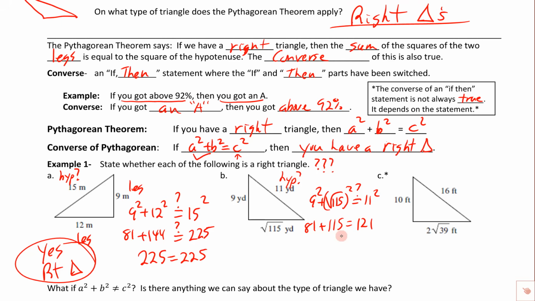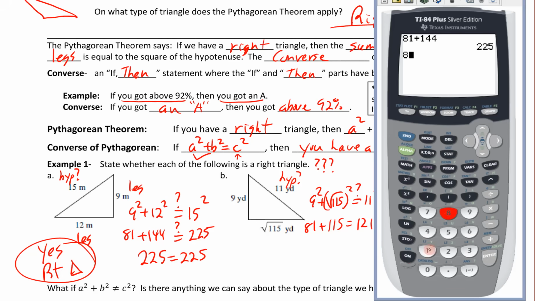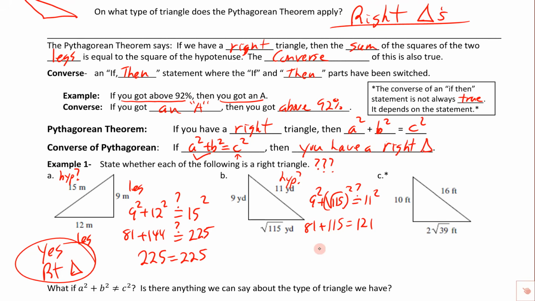So let's add these together and see what we've got. So this would be 81 plus 115, and we end up with 196. So this is 196 and 121. And if we got a question mark right here, now I can say, you know what, these are not equal. Okay, so we would say not a right triangle.